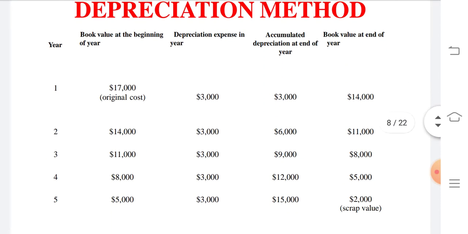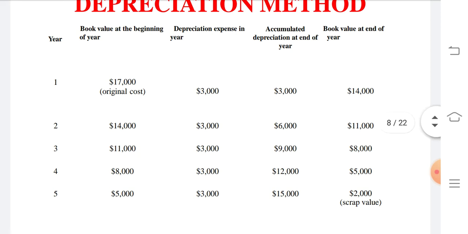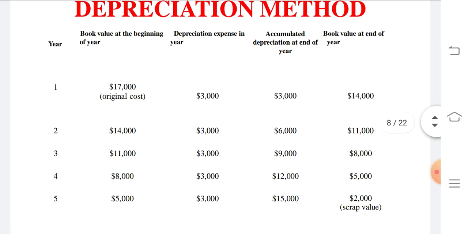17,000 is the book value at the beginning of the first year. It has a depreciation of 3,000 rupees for the first year, and at the end of the first year, or the starting of the second year, the book value is 17,000 minus 3,000, which is 14,000. In the second year the depreciation remains the same, 3,000. So at the end of the second year, or the starting of the third year, the book value is 14,000 minus 3,000, which is 11,000. Similarly, 3,000 is incurred as depreciation expense for the third year.